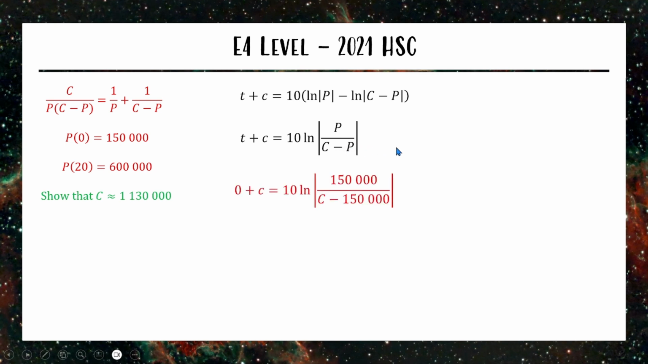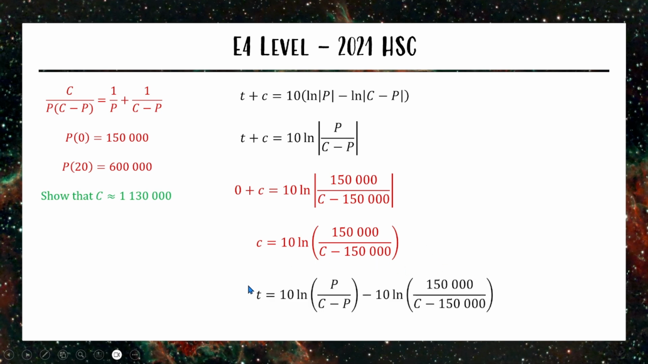Now we're going to use our first initial condition, which is that when t is equal to 0, P is equal to 150,000. So I've chucked 150,000 here, chucked a 0 on the left, and now this very quickly gets us that the value of the constant is 10 log of this nonsense. And because this is all positive, because C is the carrying capacity, 150,000 is going to be less than the carrying capacity. So this fraction is positive. We don't really need to stress too much about the absolute values from here on. Okay, put it back into the equation and it looks like this. And it just looks like it's getting worse before it gets better.